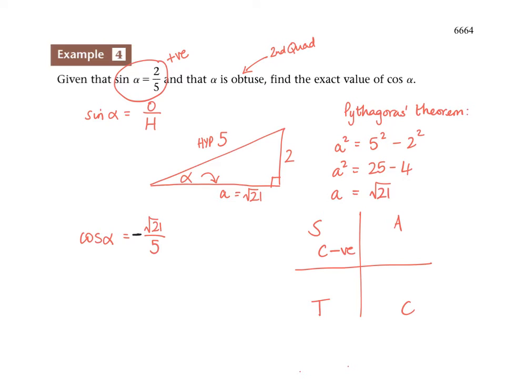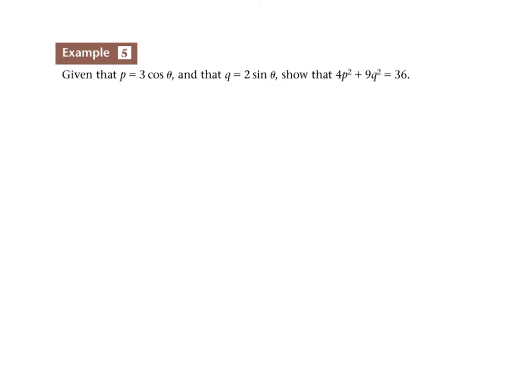So that brings together all your GCSE work on right angle triangles, and our keywords of obtuse, and then looking at the sine ratio being positive, so that means that it must be in the second quadrant. Moving on to the last example before exercise 10A.